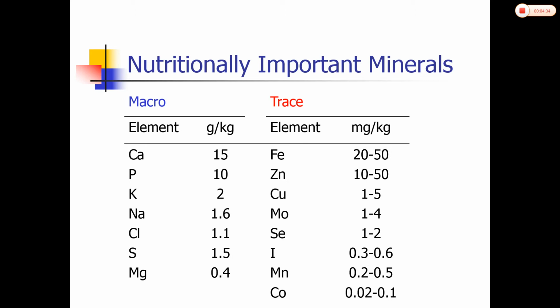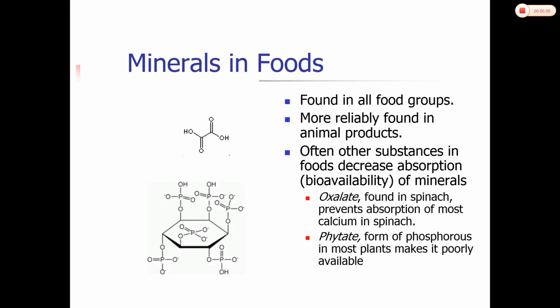If you look carefully at the amounts present in the body tissues, calcium, phosphate, and potassium are present in gram amounts. Sodium, chloride, sulfur, and magnesium are all present in gram per kilogram amounts. Whereas the trace elements are present in milligram amounts per kilogram of the body weight.